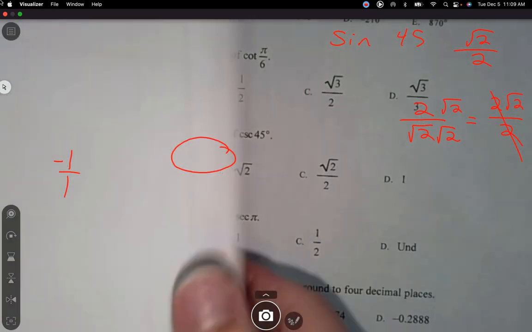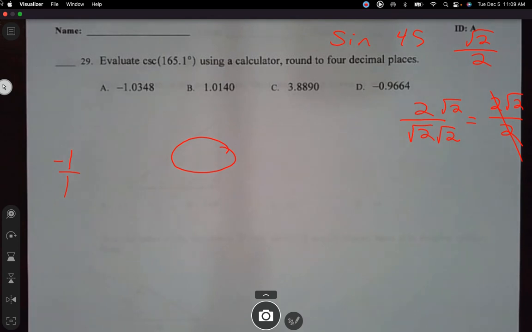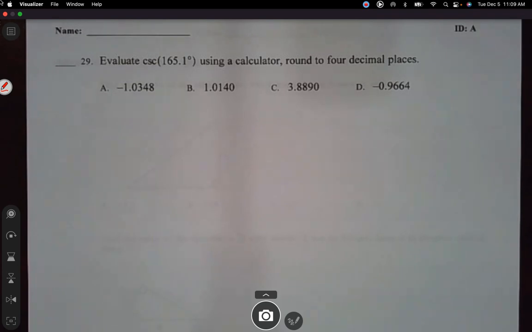Wait, let me see if I can get this one. There was a way we did it on the calculator. We had to do the sine and then take the inverse of the answer. Is that what we had to do? Yeah. I don't have my calculator, but I thought I had another way. I found the sine of that and then took the inverse. What do you get when you do that? C.